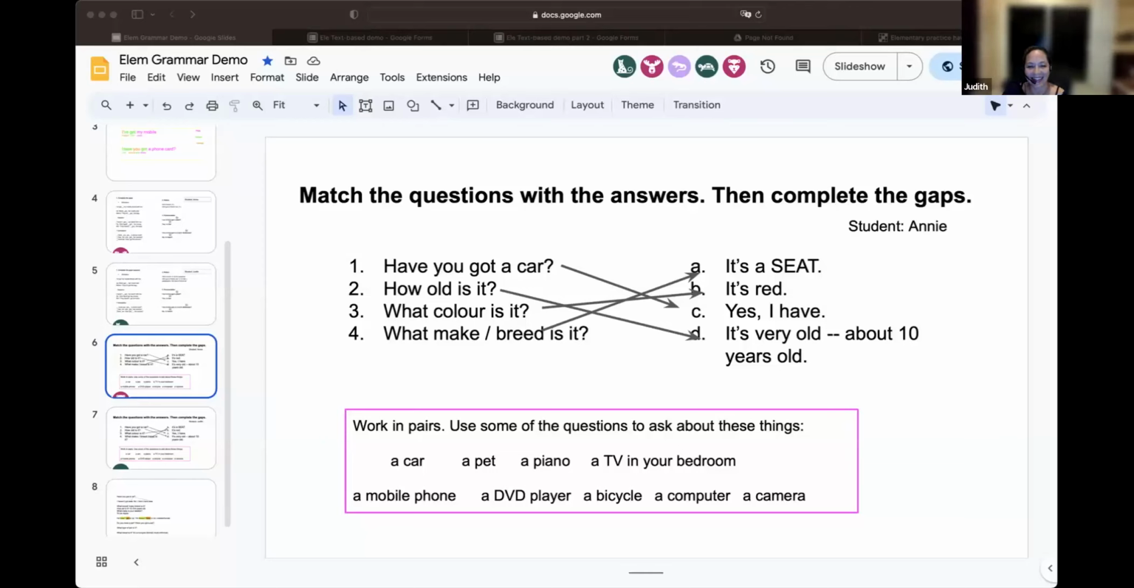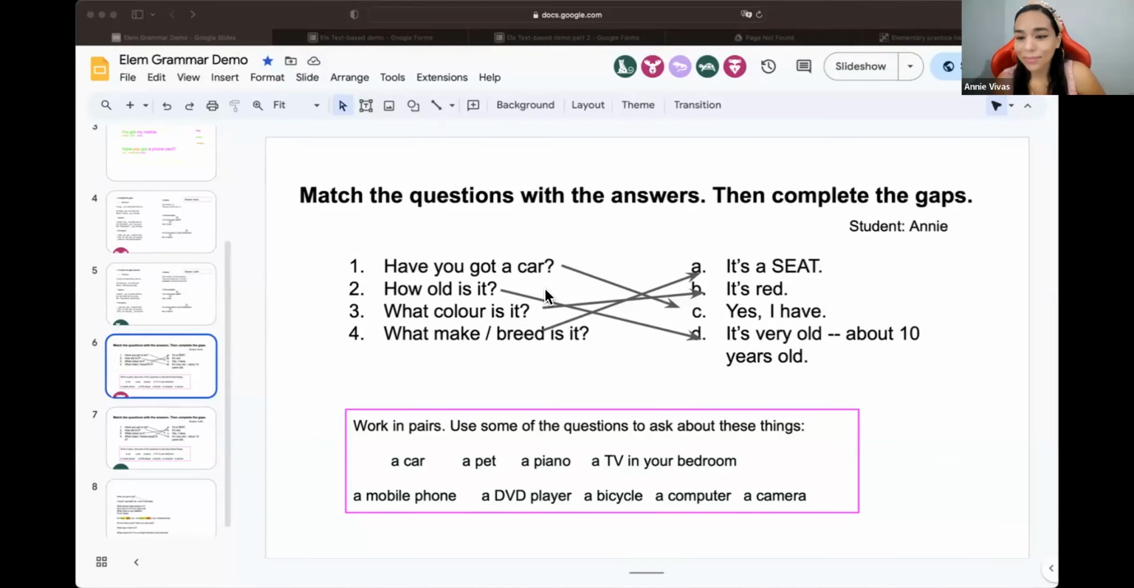How old is it? It's very old, about 8 years old. Okay. What color is it? It's black. What make is it? It's a Samsung. Okay. Thank you, guys. That was really good. Thank you. Good practice there.